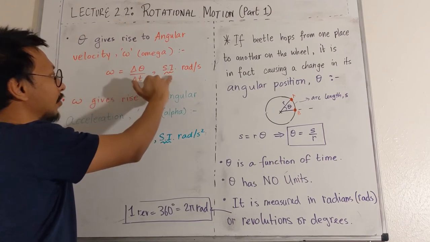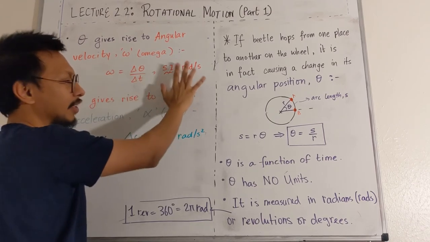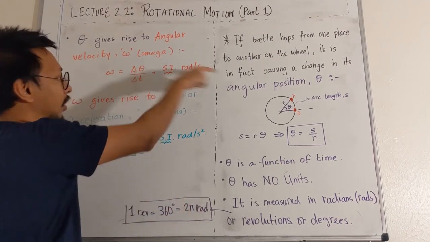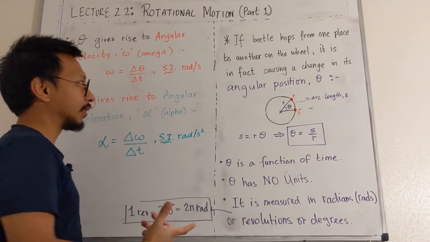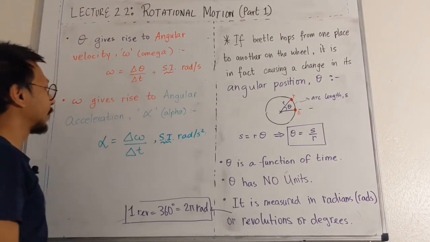And the SI unit of this omega is radians per second. Radians is not a unit, as we have just talked about. It's a measure of the angle or the angular position. However, time is measured in the units of seconds. So omega as a whole has units of radians over seconds.